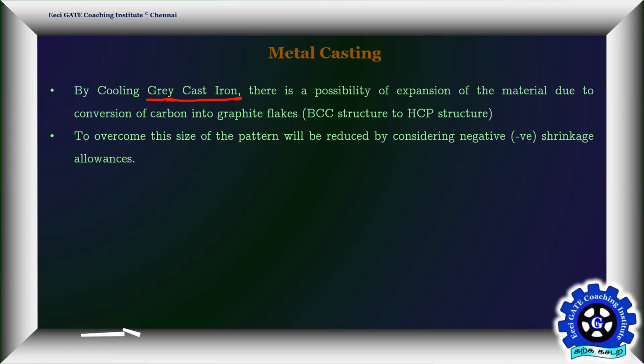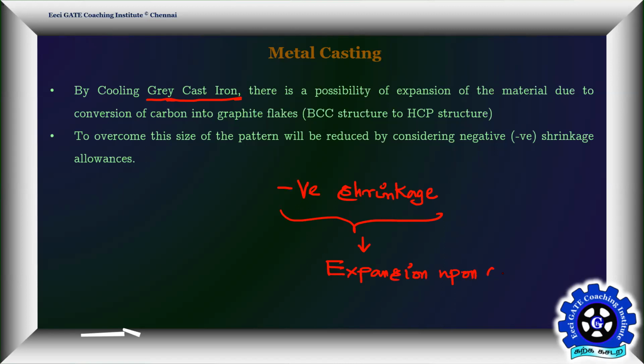As there is a structural change, the atomic structure itself is changing while cooling, and an expansion happens. Generally, by cooling, it should compress or shrink, but gray cast iron expands. So it means you have negative shrinkage, which is expansion upon cooling. To overcome this, the size of the pattern will be reduced by considering negative shrinkage allowances.